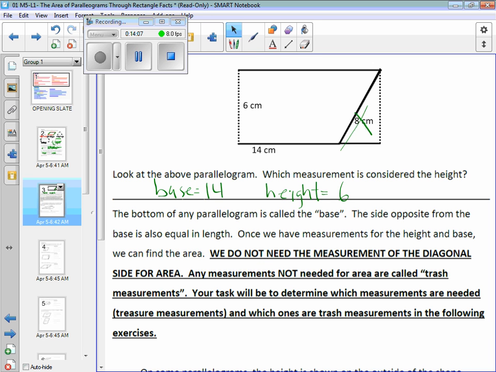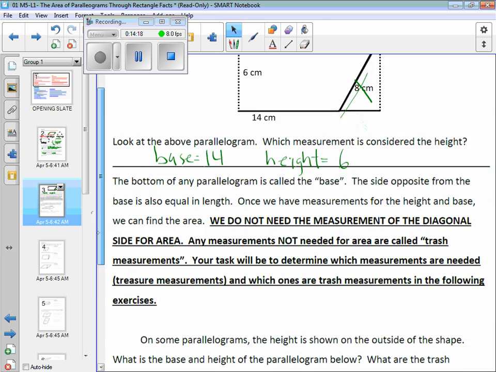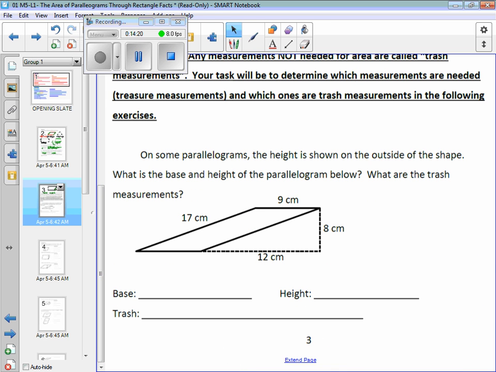We have to determine which numbers we need and which ones are what we call trash numbers, numbers that we don't need. So scroll to the bottom. I put this bold-faced shape in here for a reason, because that's the shape that we have to find the area of. However, there's a bunch of numbers here we don't need.